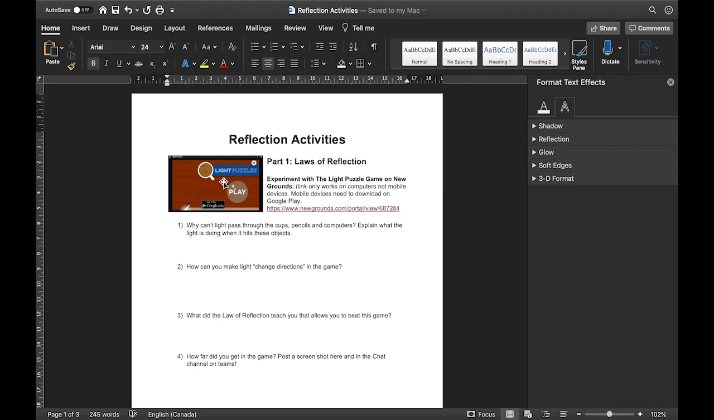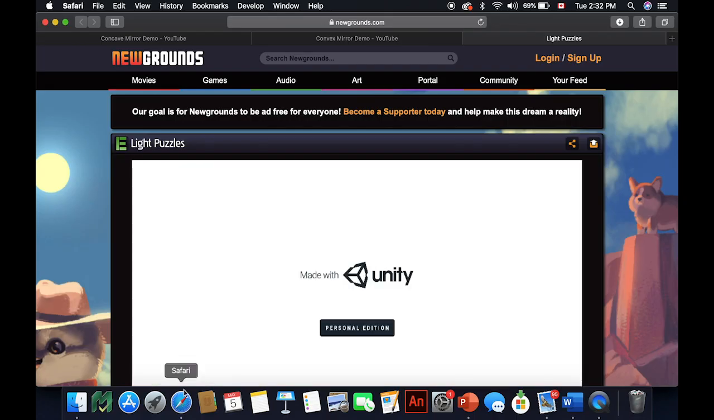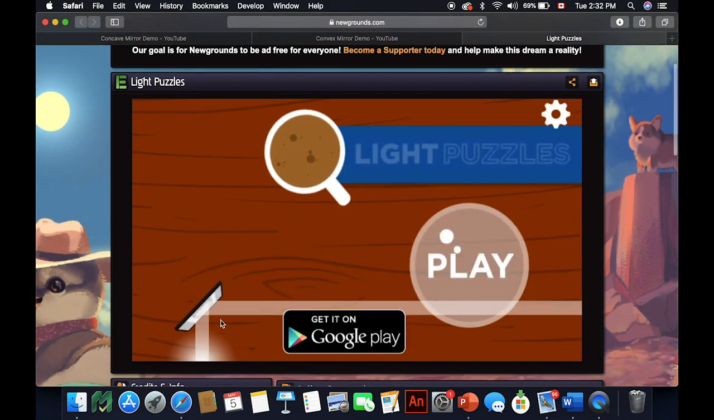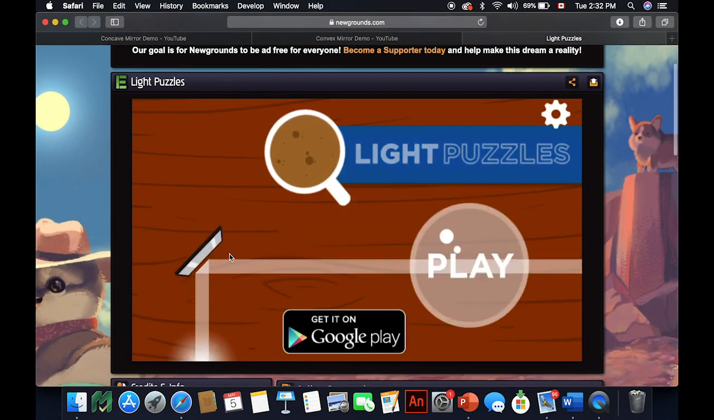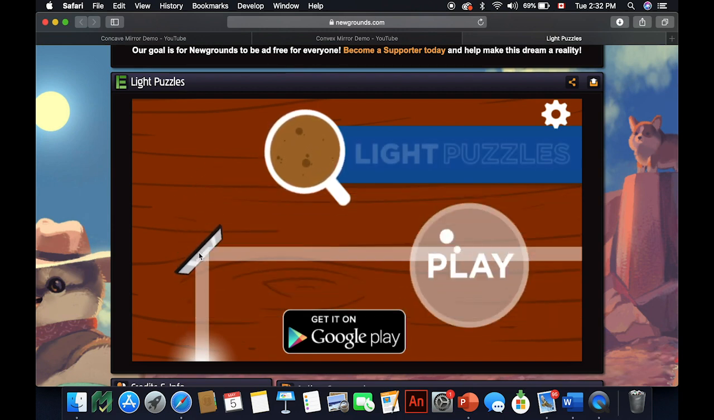The first activity is a little fun. It's a little game that you can play on Newgrounds, and I'll just show you how it works. There are a couple of questions related to how the game works. So I'll just show you. The idea is it's a bunch of different puzzles using mirrors. So this is a mirror here, and then beams of light.